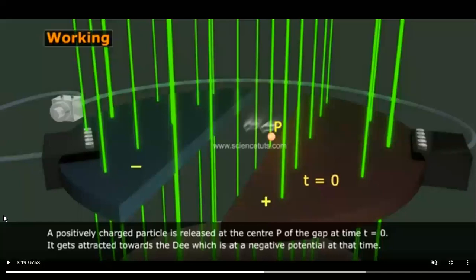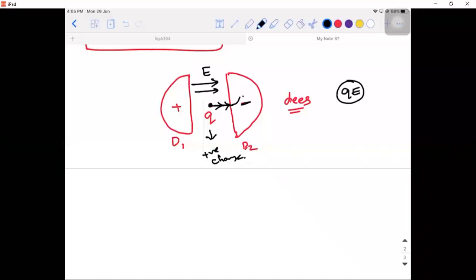Sir, can you say again, sir? I'm saying I need to reverse the polarity. I need to deflect the particle, or else what would have happened? This charge Q will go and stick to the negative plate of the D. It will settle there itself. But what is my objective? I want the particle's energy to increase.